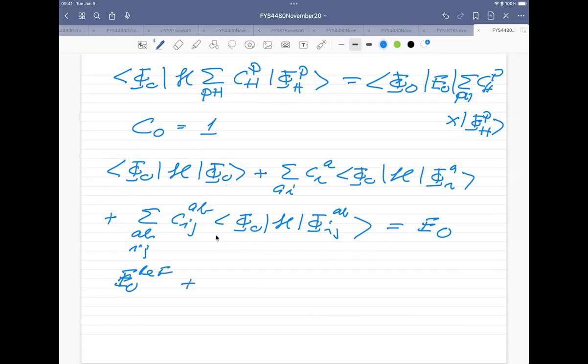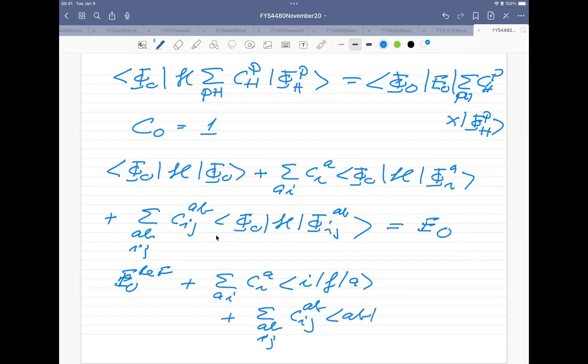And what we have next is an AI, and then we have CIA. And in this particular case, what we end up with is an interaction element, which is given by this operator F, which I'm not going to redefine, plus the AB IJ and CIJ AB. And this gives us an integral over the two-body interaction, which is also anti-symmetrized, and this is equal to E0.